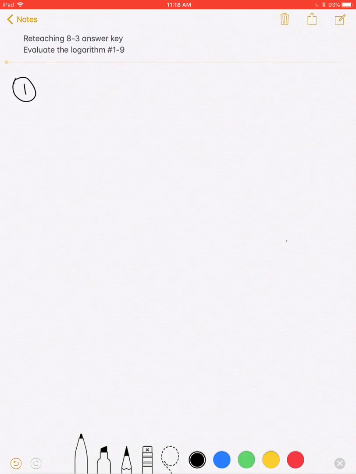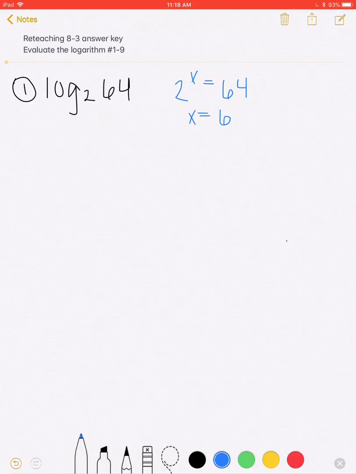We're going to go over the homework from yesterday, Reteaching 8-3, numbers 1 through 9. So we're going to start off here with log base 2 of 64. Our goal is to evaluate, which means that we're going to have to scoop and loop and rewrite this with our exponential form. Our exponential form here is 2 to the x is equal to 64, and you can take a minute and count on your hands, and you're going to see that x equals 6.